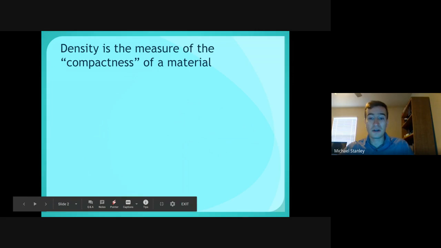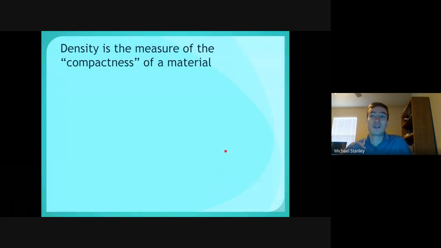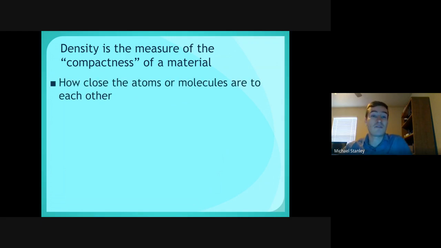You've probably heard of density. If something's really, really dense, you probably associate it with being really heavy and hard to pick up. But density isn't just a measurement of heaviness, it's more a measurement of compactness of a material, meaning how much mass, how much material are we able to fit in a certain area, in a certain structure. So it's a measurement of how closely the atoms or molecules in a piece of matter are able to get packed in close to each other.